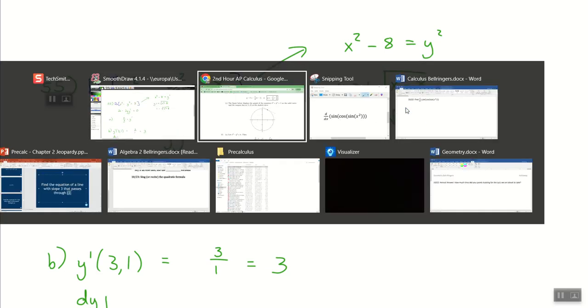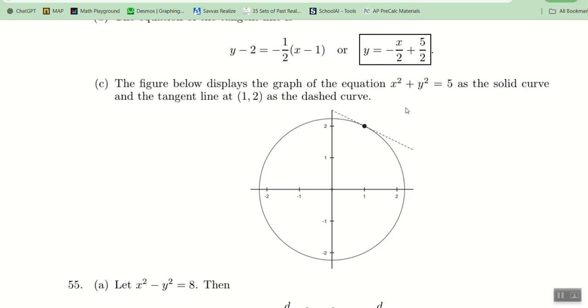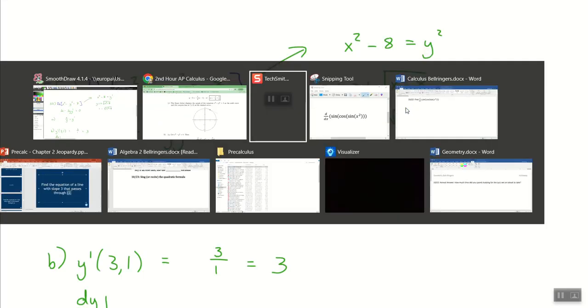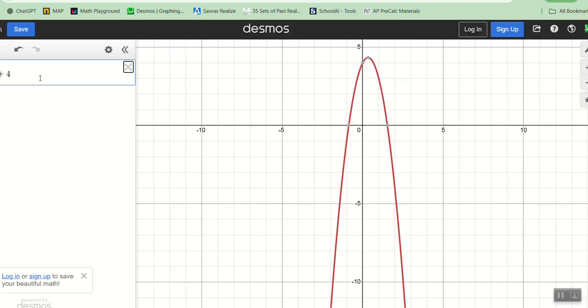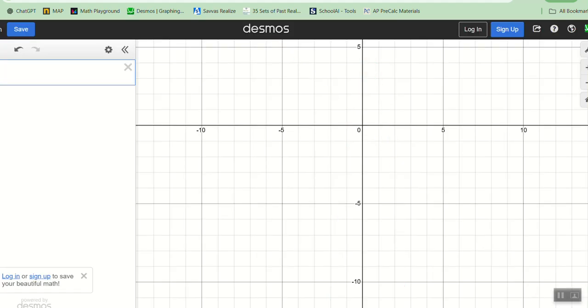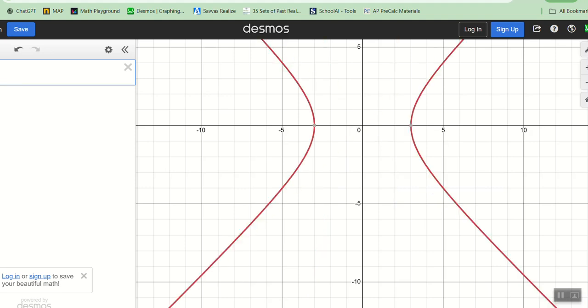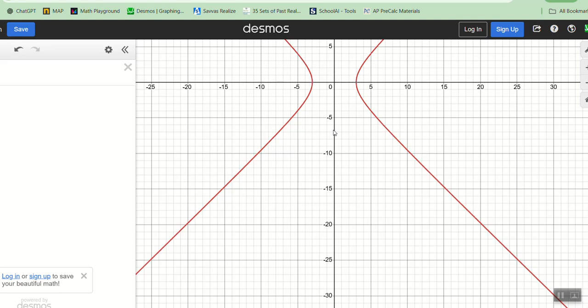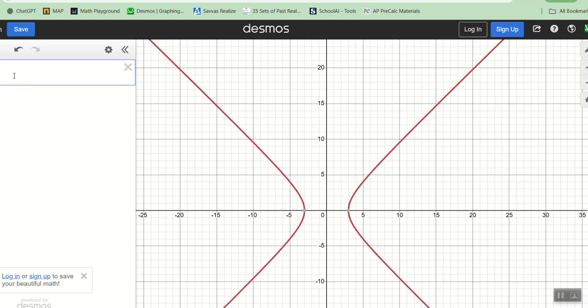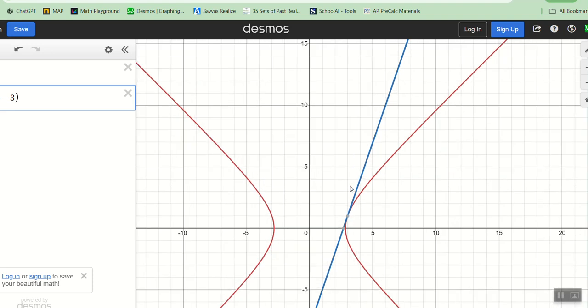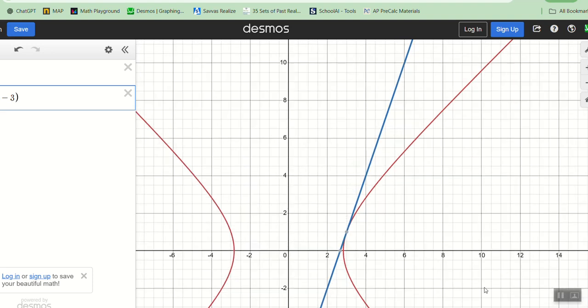What's our original problem? x squared minus y squared equals 8. There we go. Let's just double check. Hey, there's our graph. It's lovely. Cool, there it is. And I'm just going to check here. We found y minus 1 equals 3 times (x minus 3). Does that look like a tangent line to you guys? I'm convinced. We are good.